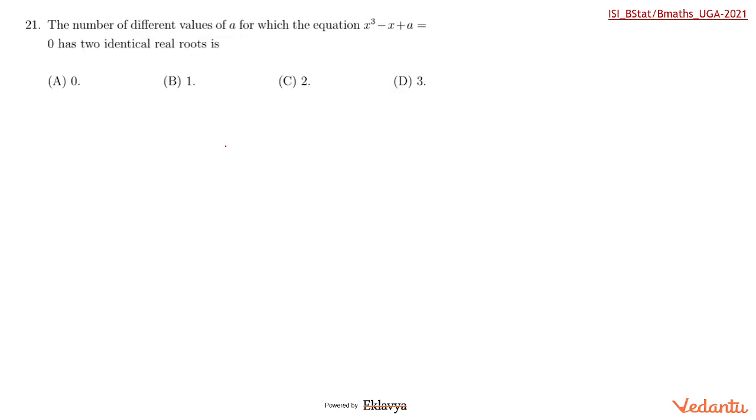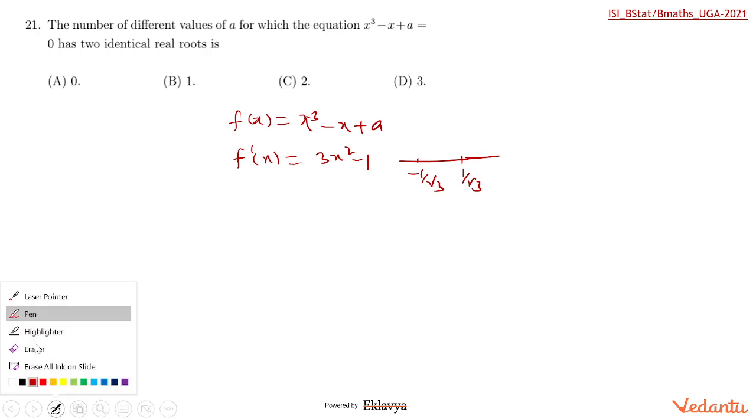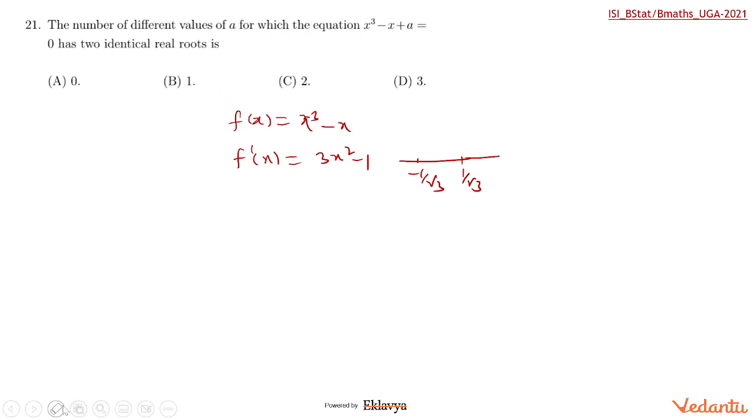Number of different values of a for which this equation equal to 0 has two identical real roots. So considering fx to be, कैलकुलस से काफ़ी क्वेश्चन आए. So f dash x here is 3x square minus 1. इसका साइन स्कीम बनाए minus 1 by root 3, 1 by root 3. और you may take, या फिर आप इसमें a हटा देते हैं. ठीक है. let fx to be this. तो f dash x ये आ गया एंड ये प्लस माइनस प्लस.